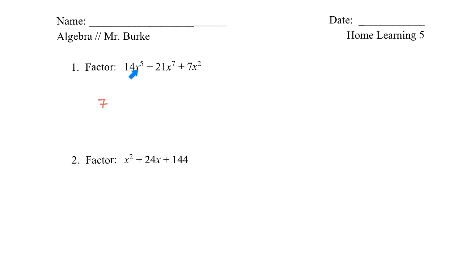And then I notice my first term has an x, so I'm going to check the other ones. Yes, that has an x. Yes, that has an x. So that means that my greatest common factor needs to have an x. And to decide on the exponent, I look for the smallest exponent, which in this case is 2. So 7x squared is my greatest common factor.